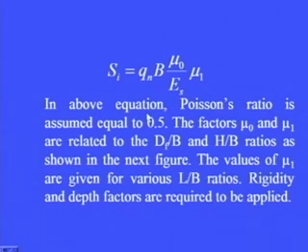In the above equation, Poisson's ratio is assumed equal to 0.5 because of the undrained condition. The factors mu0 and mu1 are related to the ratios Df by B and H upon B, where H is the thickness of the soil layer below the foundation. As shown in the next figure, the values of mu1 are given for various values of L upon B ratios. Rigidity and depth factors are required to be applied.